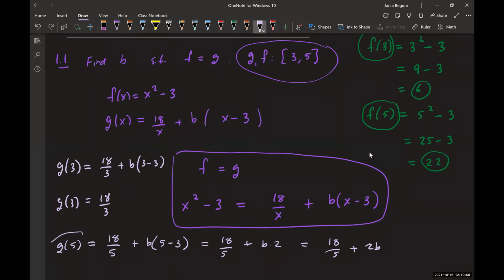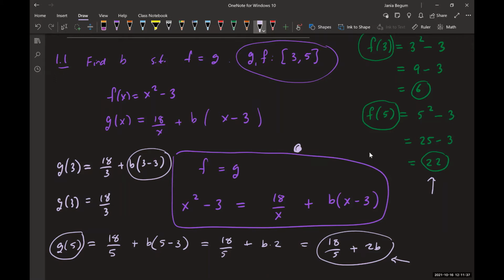Now we want to know when these functions are equal to each other, right? So f of 5 happens to be 22, and g of 5 happens to be this piece. We want these functions to be equal. For the first endpoint, we don't have to do anything because b disappears. There is nothing to find b for so that they're equal. Regardless of what b is, it's fine at that endpoint. So we just need to work on the second endpoint.